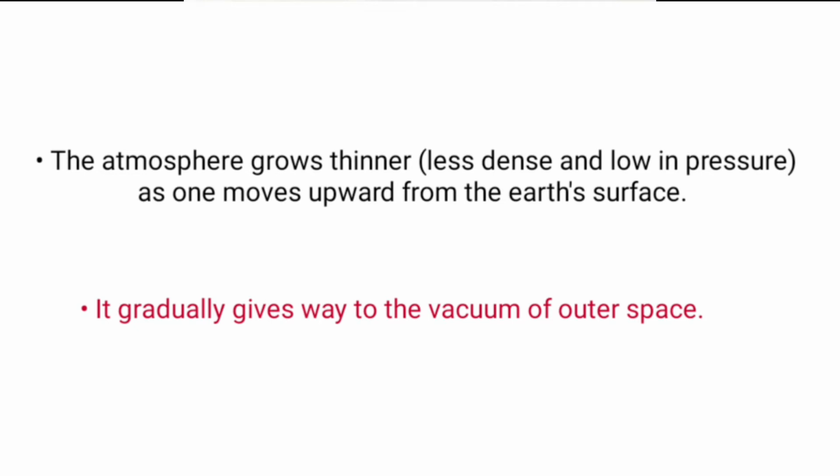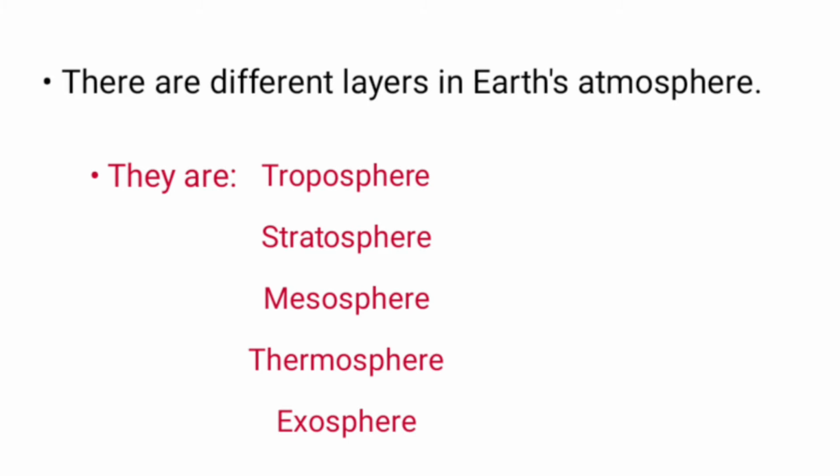The atmosphere grows thinner, that is, less dense and low in pressure, as one moves upward from the Earth's surface. It gradually gives way to the vacuum of outer space. There are different layers in Earth's atmosphere. They are Troposphere, Stratosphere, Mesosphere, Thermosphere, and Exosphere. Let's know about these layers.